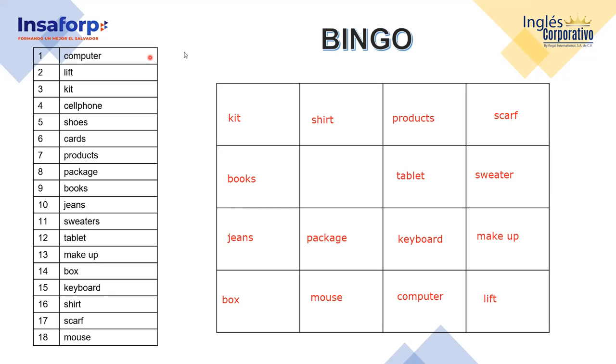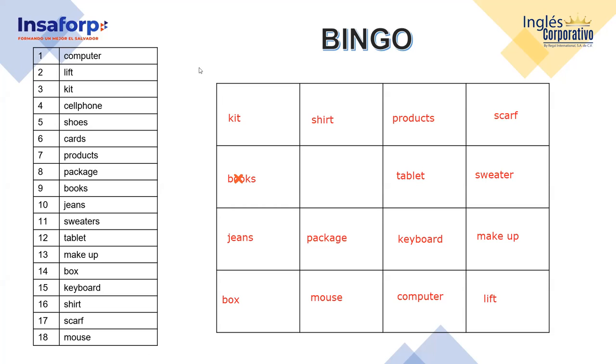Okay. Now I'm going to start naming the words. For example, I'm going to say books. This is the example. If I say books, what you are going to do is this. Like lottery. Yeah, that's it. So you are going to do it like this.